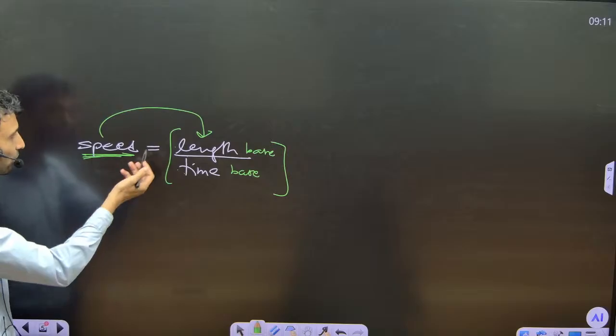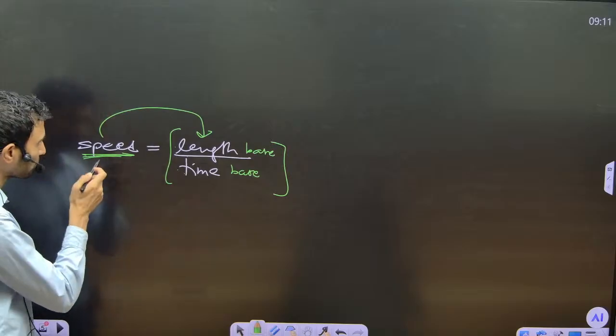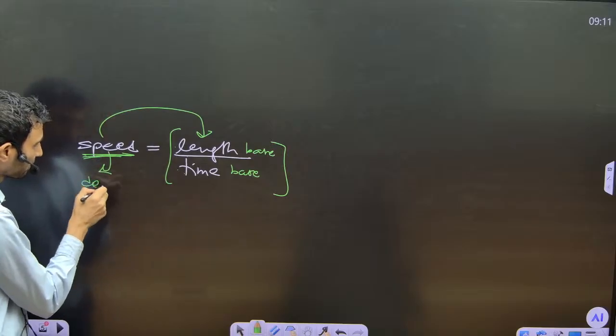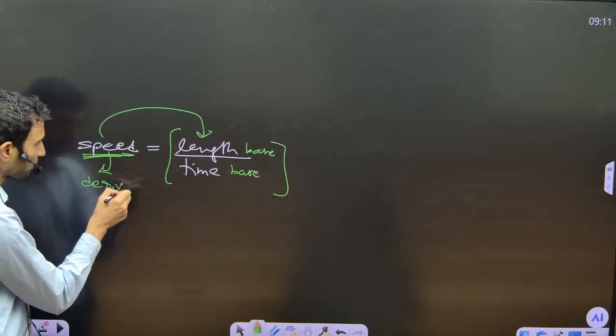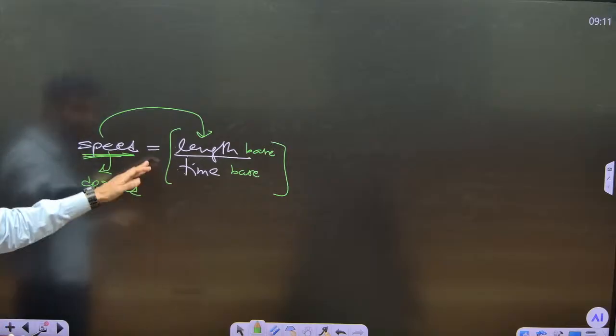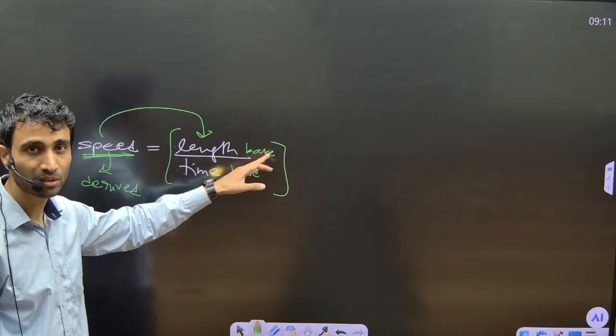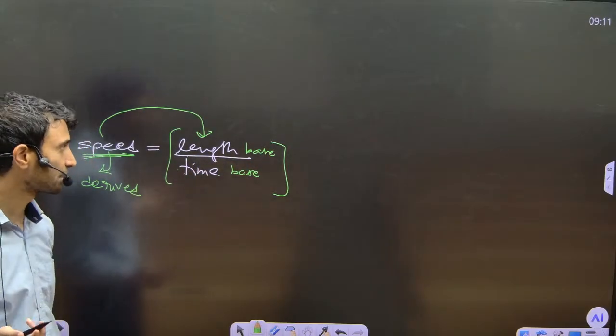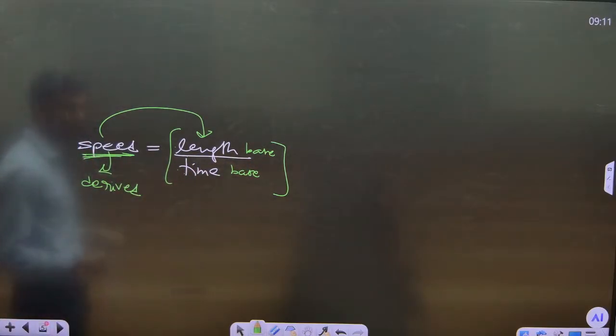So since it is dependent on those two quantities, speed will inevitably become which quantity? It will become a derived quantity. Why is it a derived quantity? Because it is literally getting derived from what? From length and time. Right?